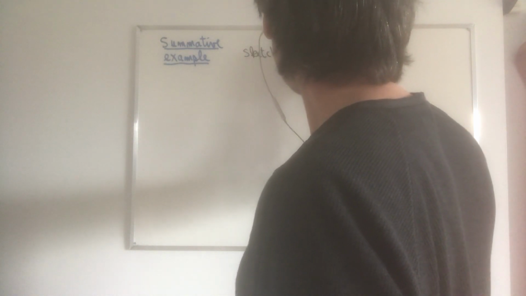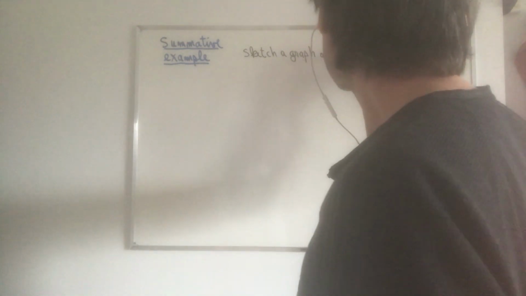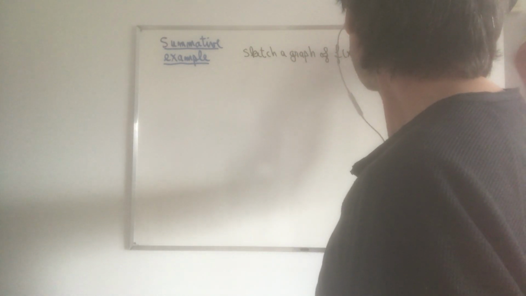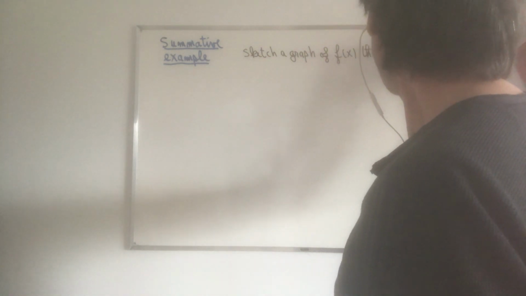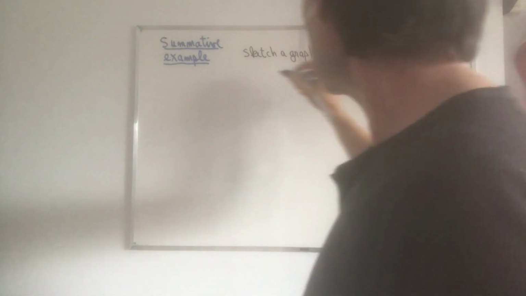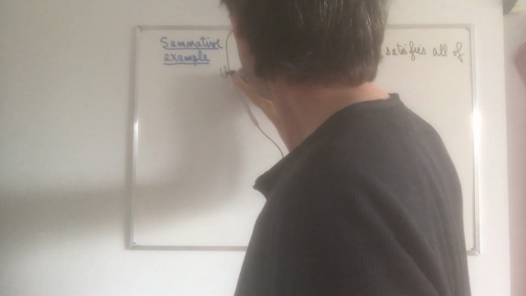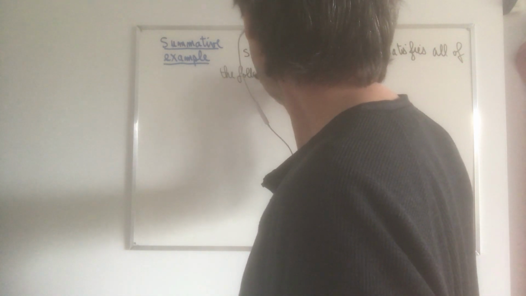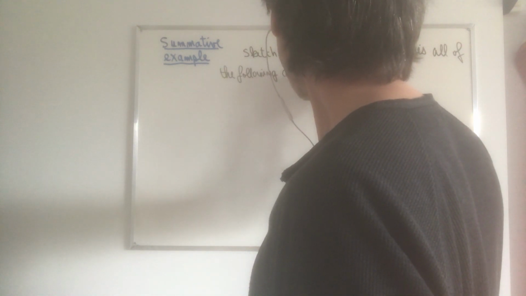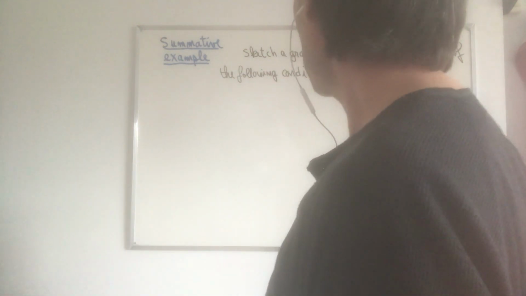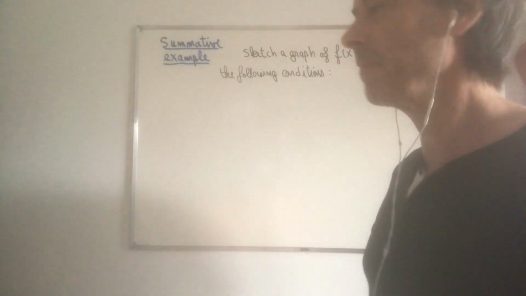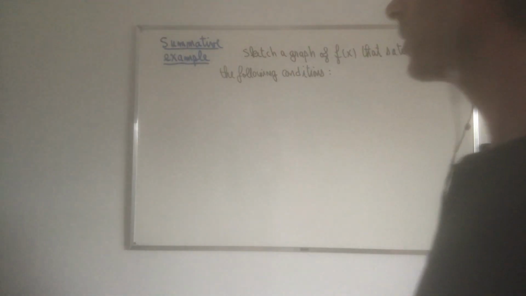Sketch a graph of f of x that satisfies all of the following conditions. And I'm going to give you all sorts of conditions here, stuff that we have seen before. So what are the conditions that I'm going to give you here?